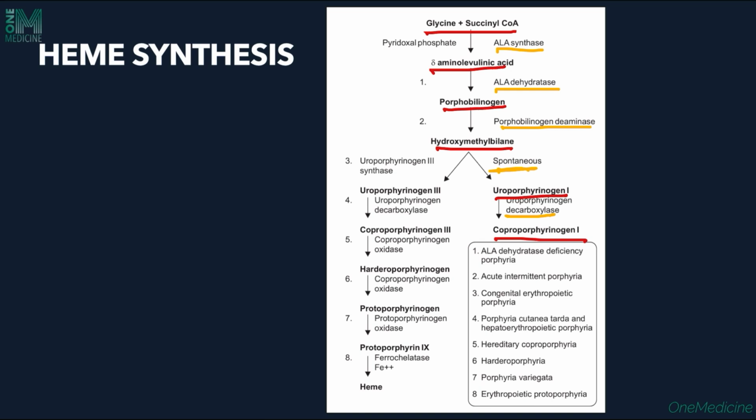The isoforms are important here, and the hydroxymethylbilane is acted upon by uroporphyrinogen 3 synthase to form uroporphyrinogen 3. Then there is uroporphyrinogen decarboxylase, which decarboxylates it to coproporphyrinogen 3. Coproporphyrinogen 3 is acted upon by coproporphyrinogen oxidase to form harderoporphyrinogen, which is acted upon by coproporphyrinogen oxidase to form protoporphyrinogen, which is acted upon by protoporphyrinogen oxidase to form protoporphyrin 9, which is acted upon by ferrochelatase, and there is addition of iron to form our final product, which is heme. Various enzymes involved here can be deficient in various types of porphyrias, which we will study one by one.